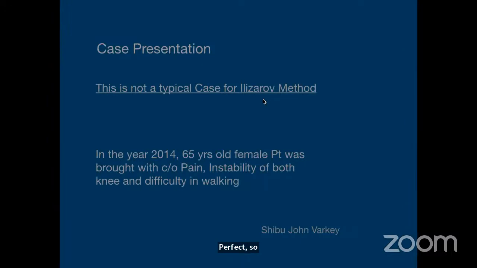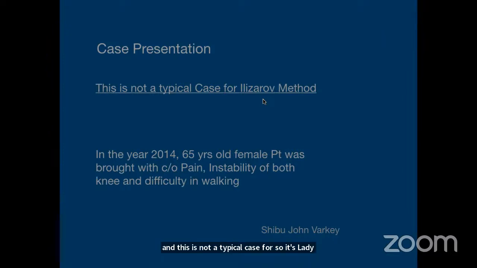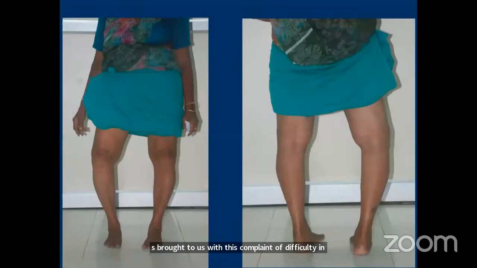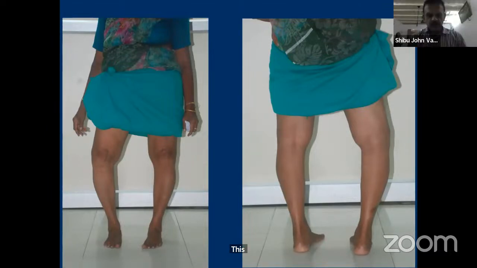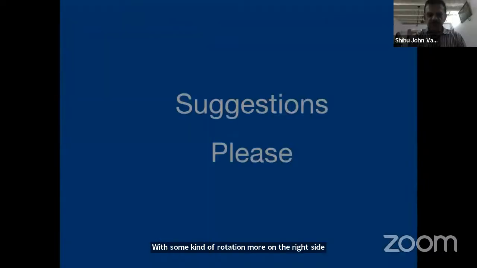Good evening. Actually, this is not a typical case for the Ilizarov method, and since I was told, I thought of putting this out. Sometime back in 2014, a 65-year-old female patient was brought with complaints of pain, instability of both knees, and difficulty in walking. This is how her clinical picture appeared: varus with some kind of rotation, more on the right side. Any suggestions, opinion, please?